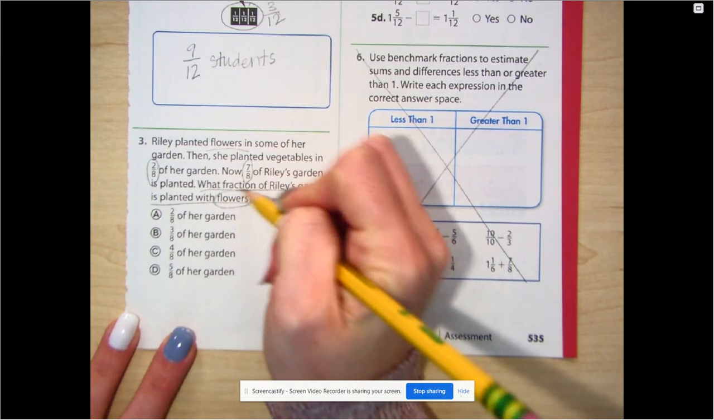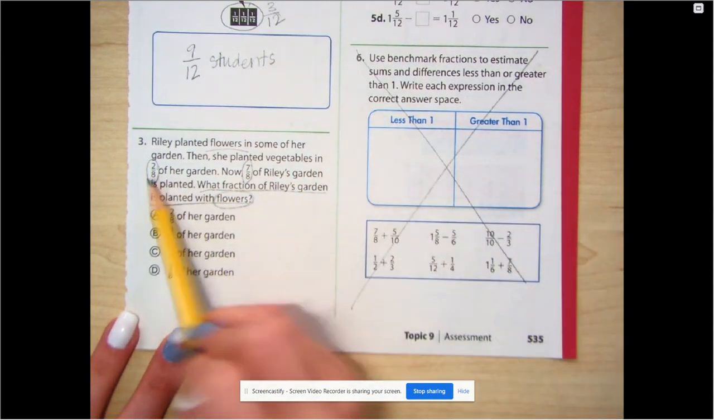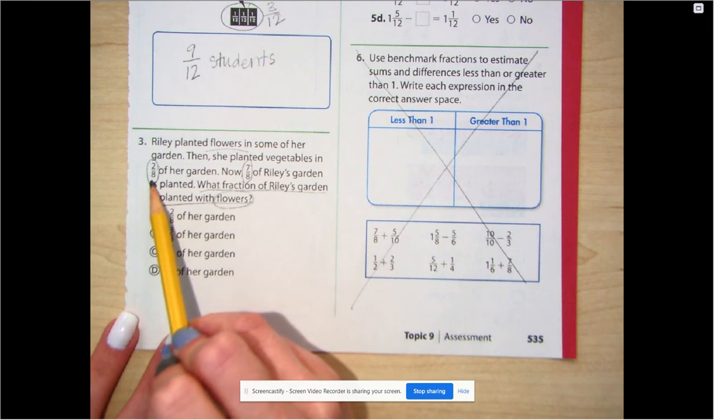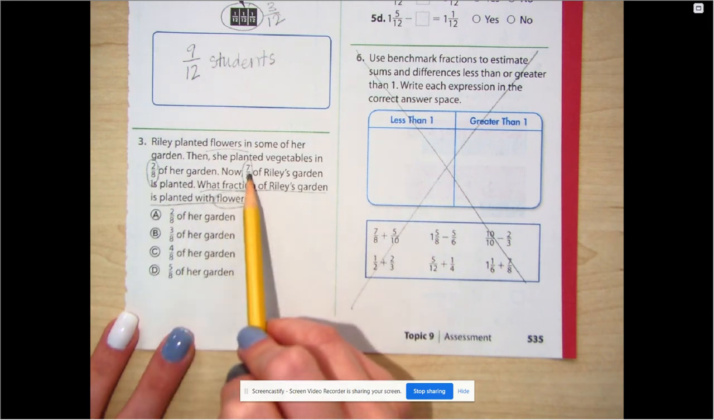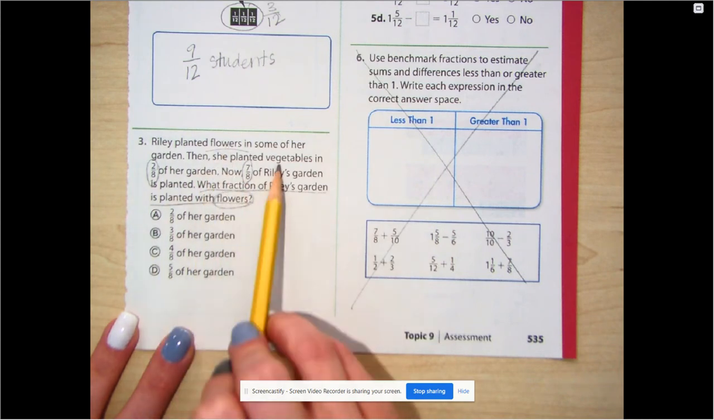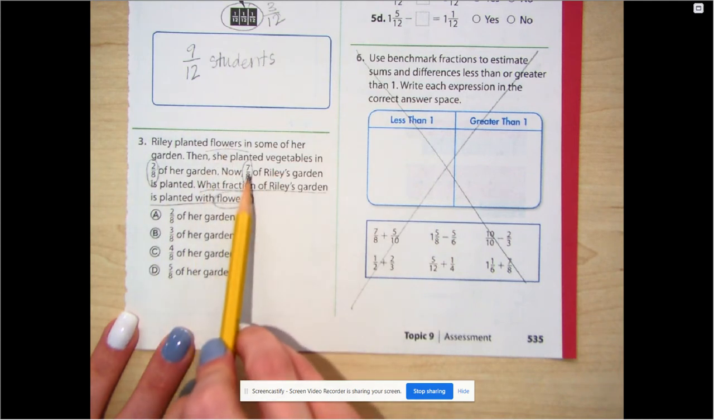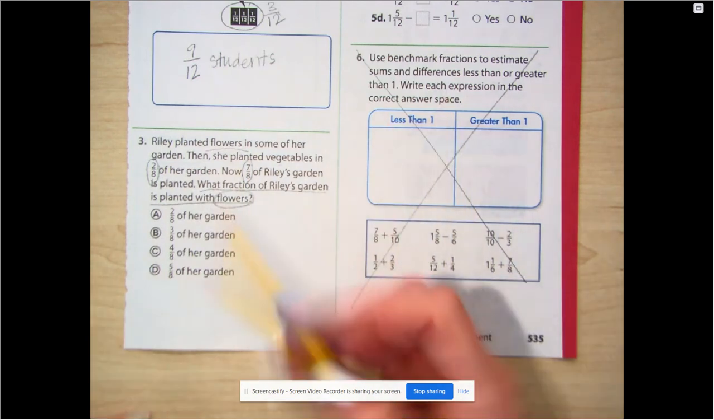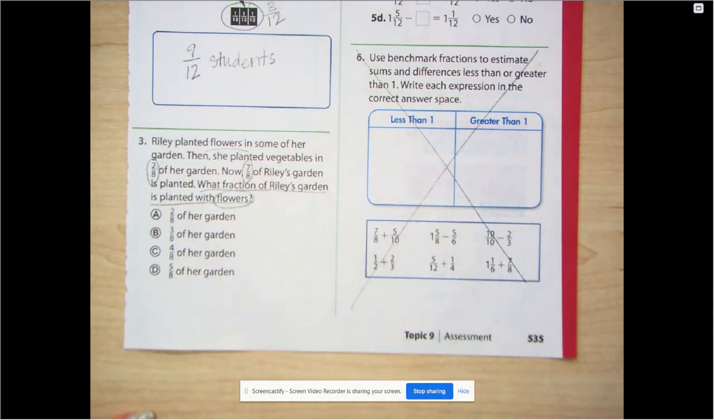Okay, guys, so let me break this down for you. We know that she planted 2/8. But the whole here is 7/8. So once she's planted everything, flowers and vegetables, it equals 7/8. So what eighths is the flowers? Put your answer into the Edpuzzle, go.